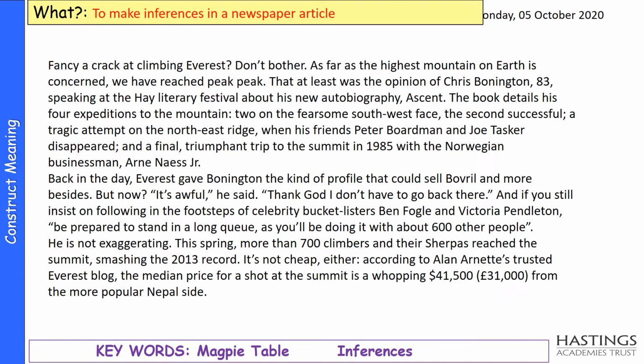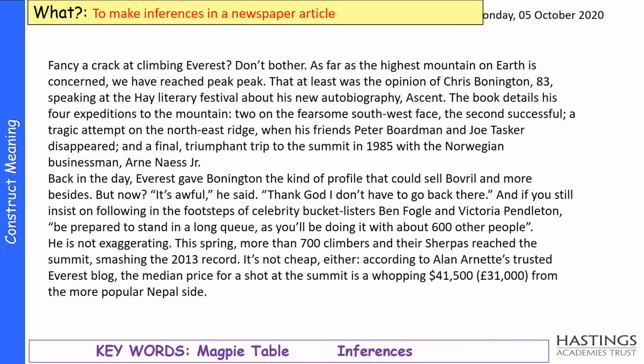Back in the day, Everest gave Bonington the kind of profile that could sell Bovril and more besides. But now, it's awful, he said. Thank God I don't have to go back there. And if you still insist on following in the footsteps of celebrity bucket listers Ben Fogle and Victoria Pendleton, be prepared to stand in a long queue, as you'll be doing it with about 600 other people. He is not exaggerating. This spring, more than 700 climbers and their Sherpas reached the summit, smashing the 2013 record.